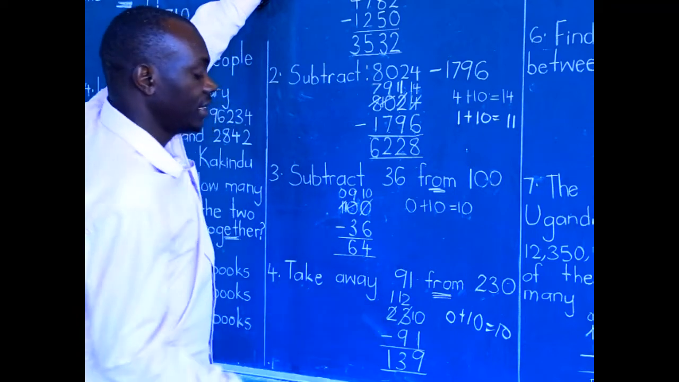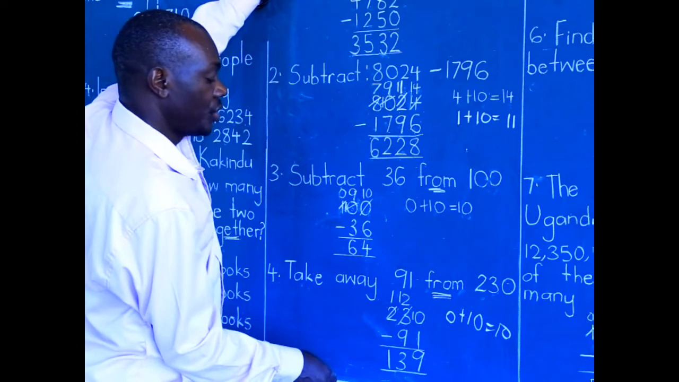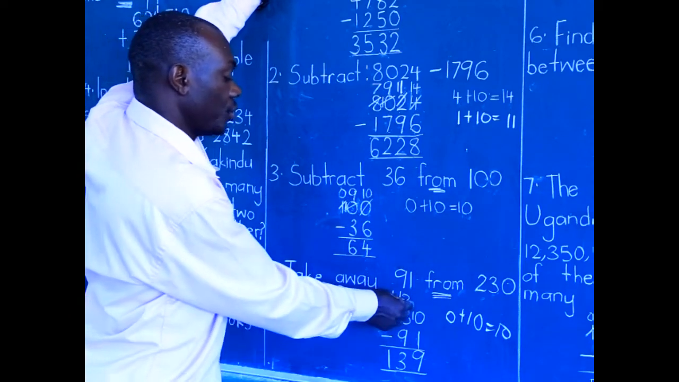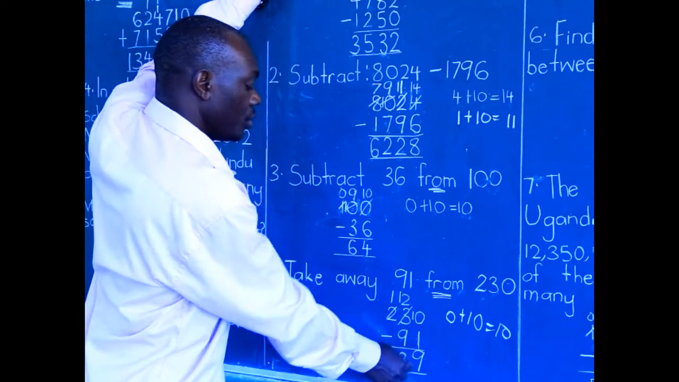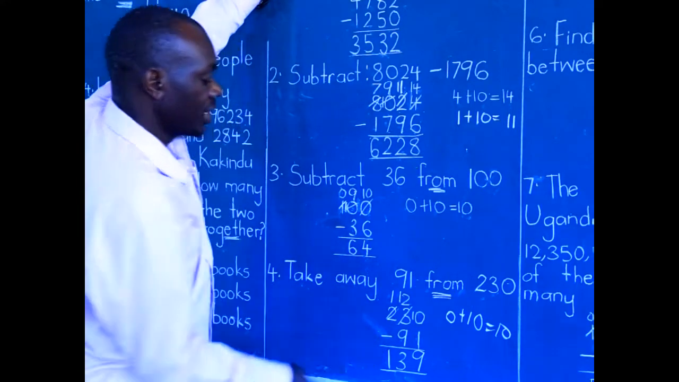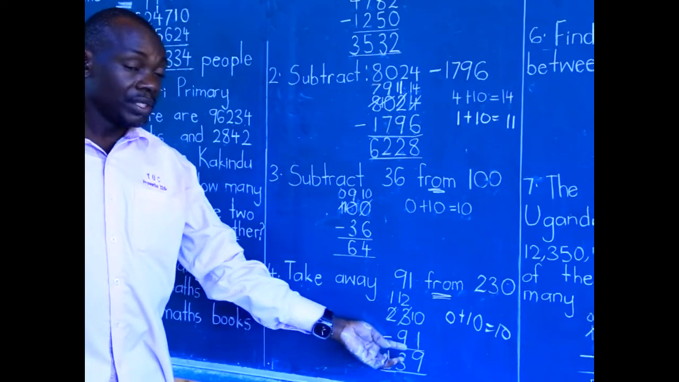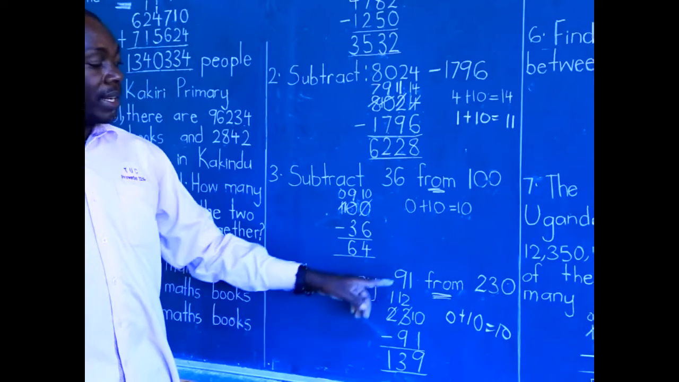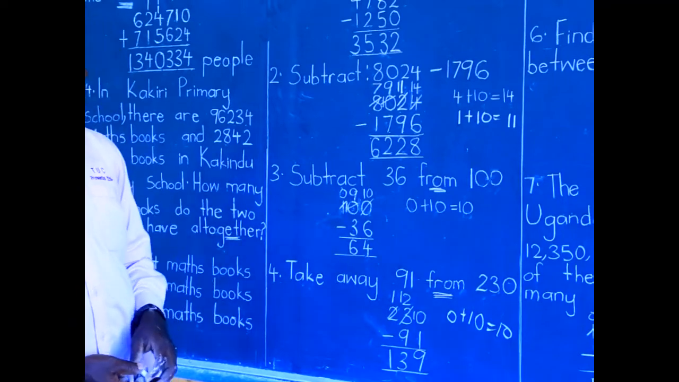2 minus 9. Again, we borrow from 2, remain with 1. And which 1 we have borrowed is equal to 10. And now 10 plus 2 get 12. Now I've got a 12. 12 minus 9, you will get a 3. And remember here we get the 1, which is written down. So the final answer is 139. When we take away 91 from 230, we get 139 that remains.